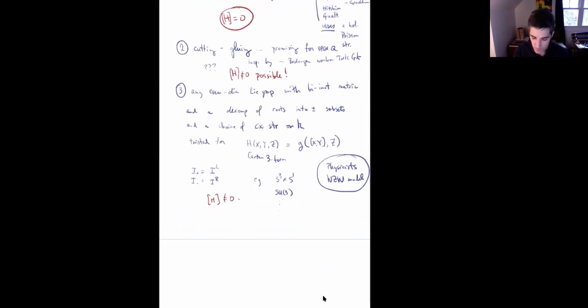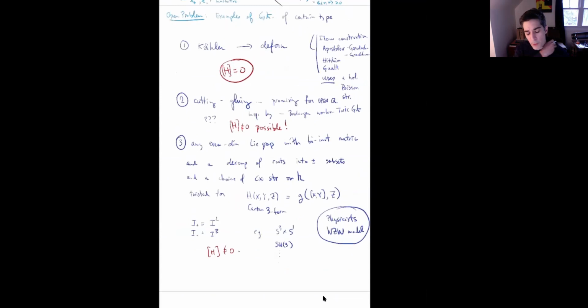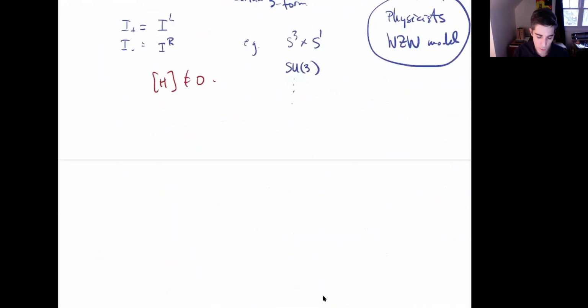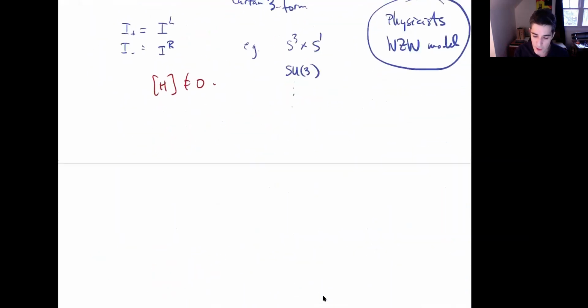Okay, but the real problem is the construction of non-group examples with three form non-zero. We have plenty of examples of generalized Kähler with the three form being zero in cohomology, but I'm interested in finding the ones that are twisted. And so I'll formulate an open problem, which is very specific.